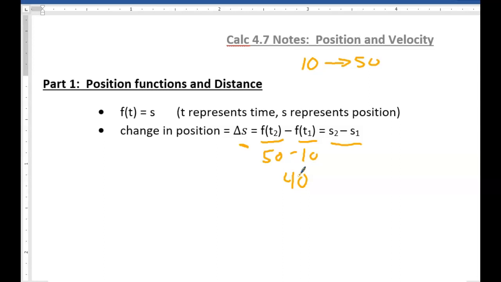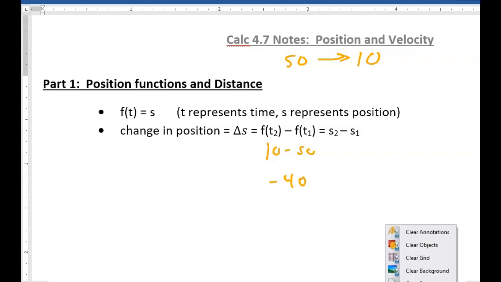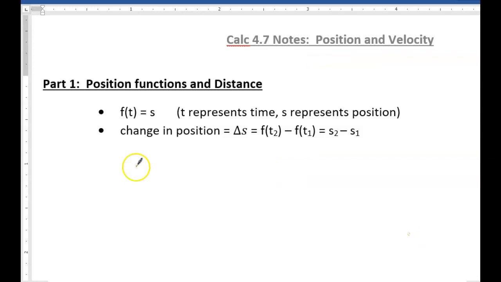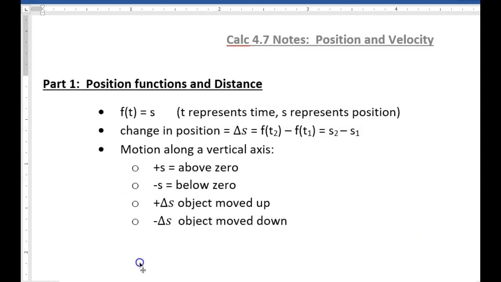Does that make sense? But what if I told you that the object used to be at 50, but then it was at 10? So it went from 50 to 10. Well, then it's going to be 10 minus 50, which is negative 40. So that means it either went down 40 spaces or it went left 40 spaces. So the sign tells you something, which we're going to chat about in just a second as well. So there it is.